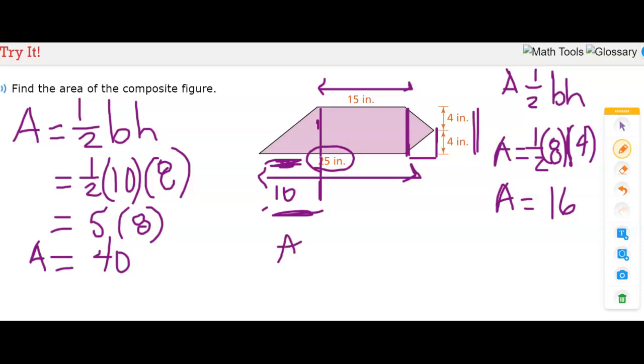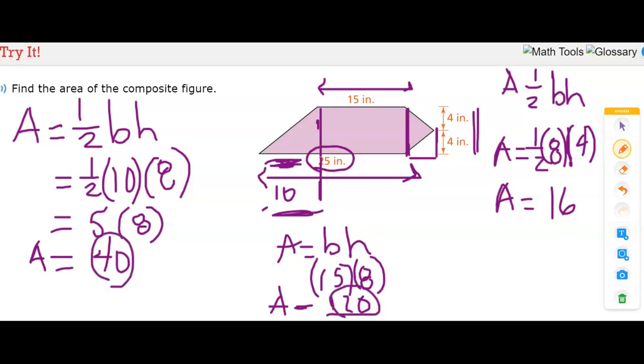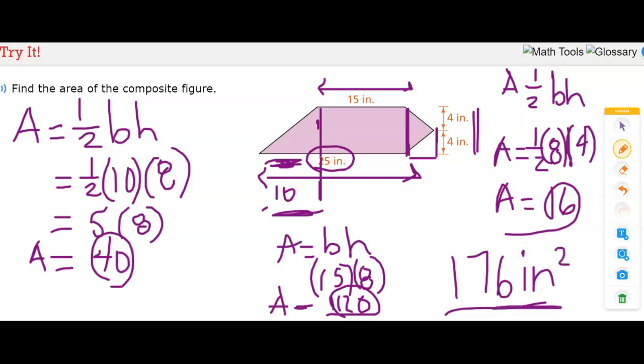Now we have the area of the rectangle, which is base times height. The base is 15. My height is 8 inches. And then we have 15 times 8 is 120. Now we add up all of the areas of each of the shapes. So we have 16 plus 120 plus 40 is equal to 176 inches squared as the total area of that shape.